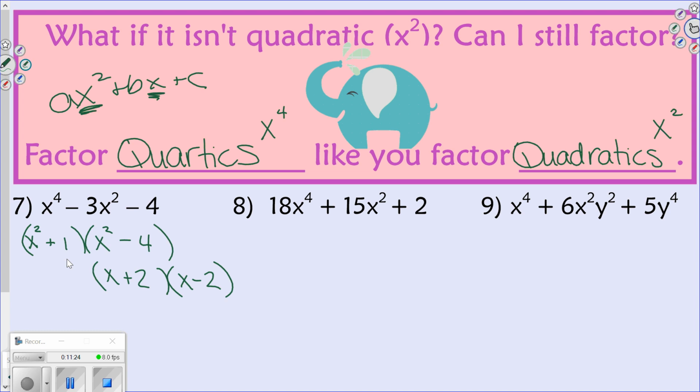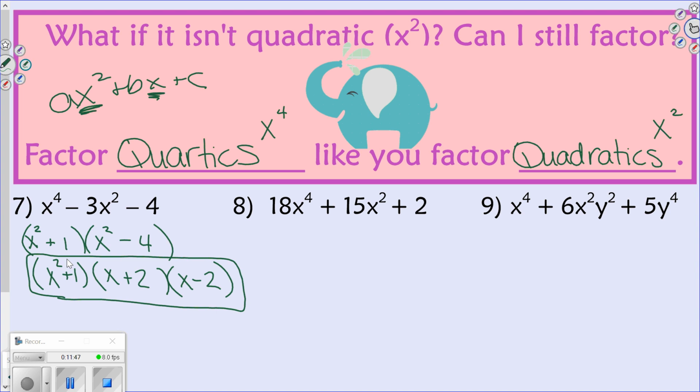Does the x squared plus 1 go further? No, it's got a plus sign in there. Had that been a minus, then it would have. But it just drops down. If I multiply all this back together, I would go back to where I started. I can check it by doing that. All right, so x squared plus 1, x plus 2, x minus 2.